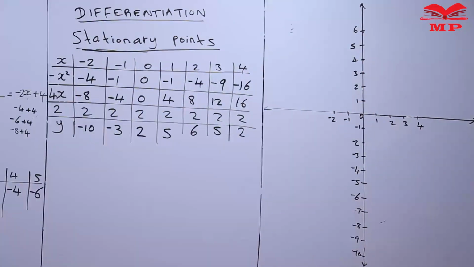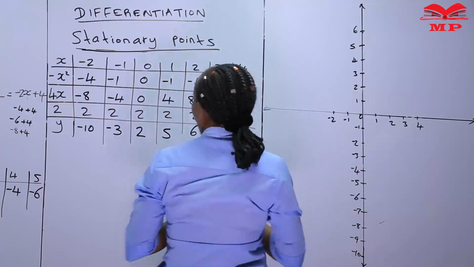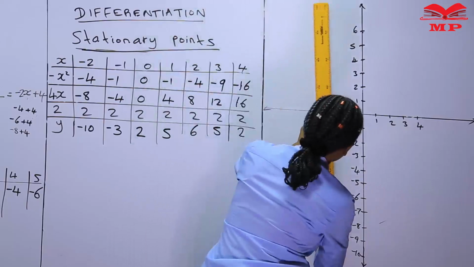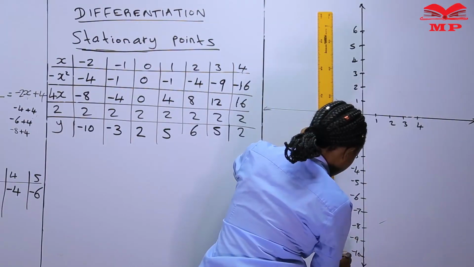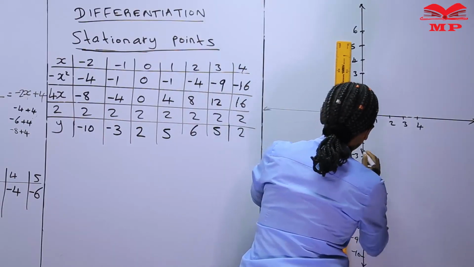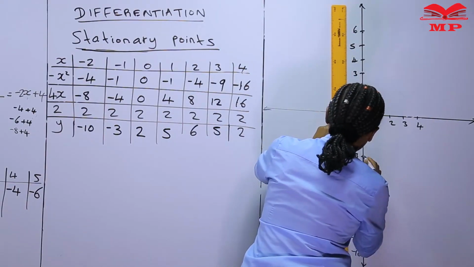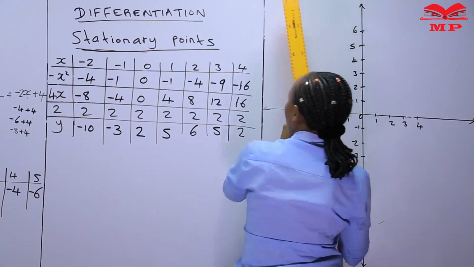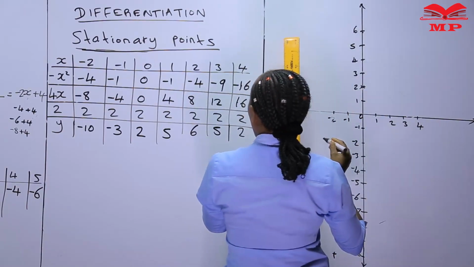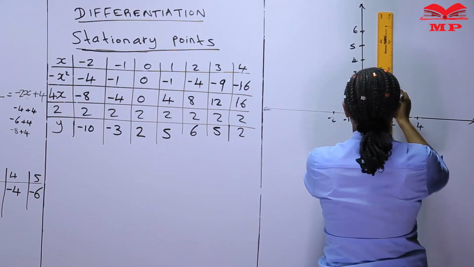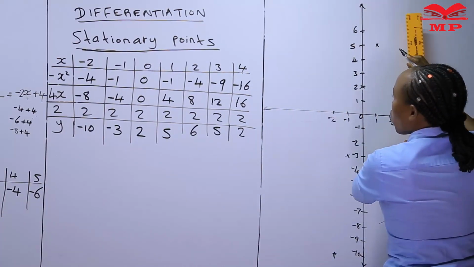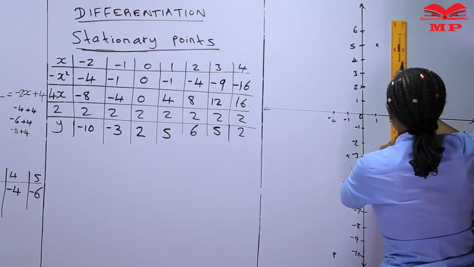Then we plot these points, whereby in the first one we have negative 2, negative 10. So we have the point there. We have negative 1, negative 3. The point is there. We have 0, 2. Then we have 1, 5. Our 5 is here. Then we have 2, 6.